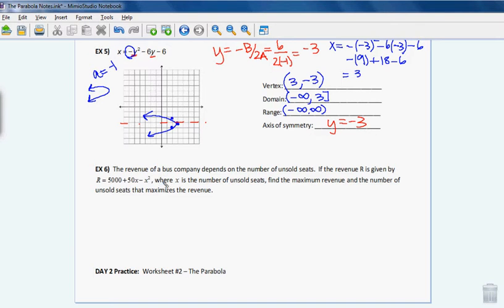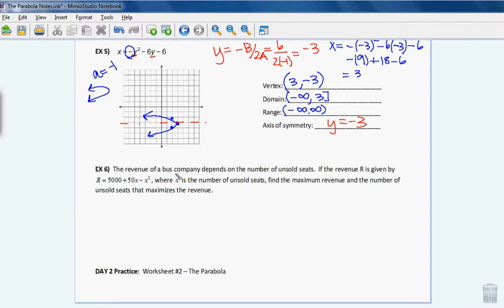Next example is going to be an application problem, and this is what we're going to be working on more Thursday, but I just want to get you guys started on it so that you can be aware and just kind of review what we've been doing. This is going to be our typical vertical parabola problem.